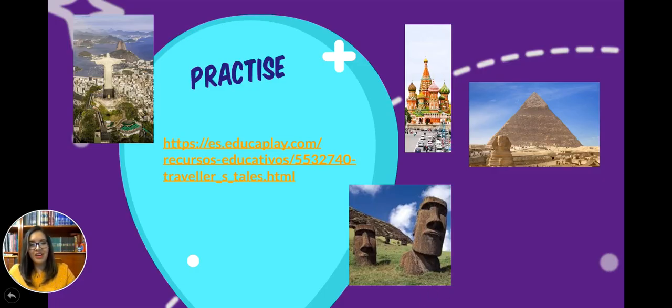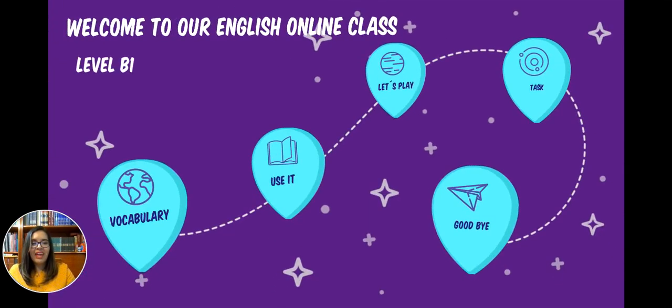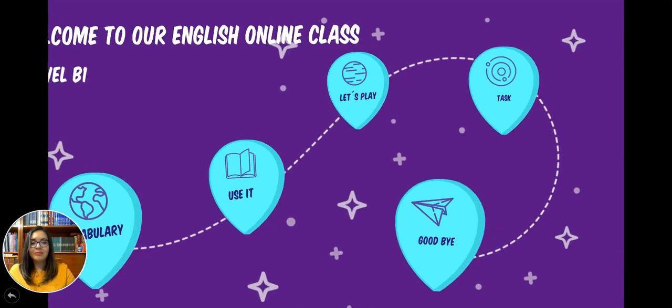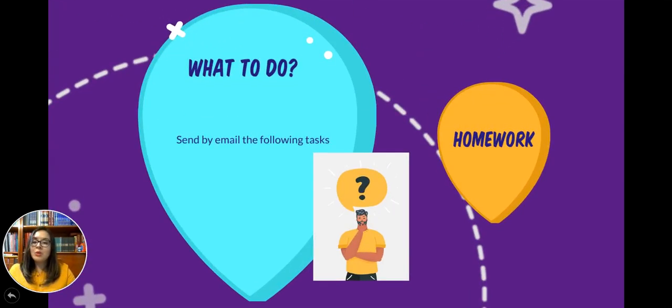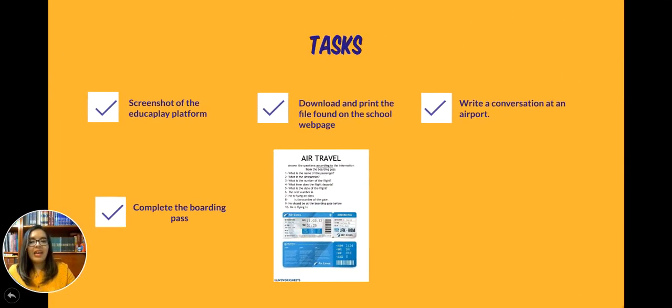Now we are back here in our presentation. Now let's do the task. What to do right now? You need to send the following tasks by email. First of all, you need to take a screenshot of the Educaplay platform once you have finished the activity. Now, another task is you need to download and print the file found on the school webpage.